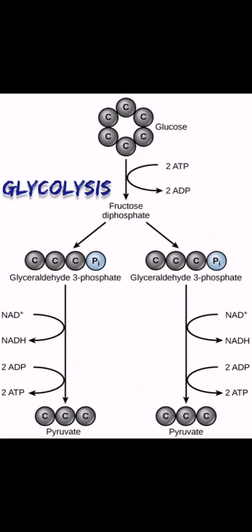At the end of the reaction, the final molecule that is produced is called pyruvate, and it is a molecule that is used in the later stages of respiration. But that concludes our lesson on glycolysis.